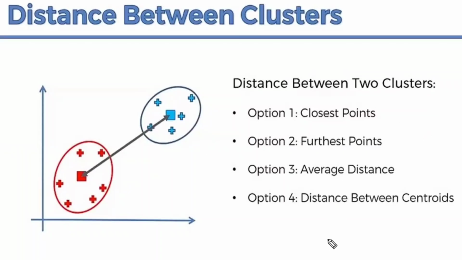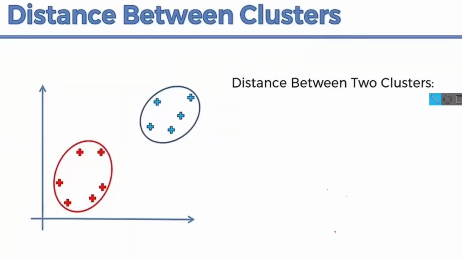Let us take an example. Say I have 3 clusters. Which 2 clusters are very close to each other? If these 2 are very close, combine those 2. If these 2 are close, combine these 2.